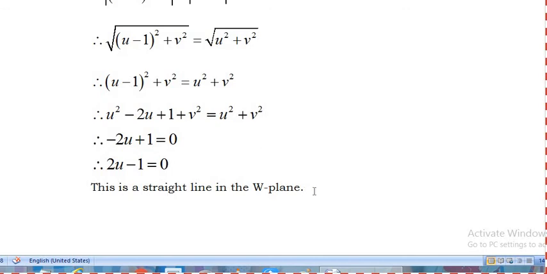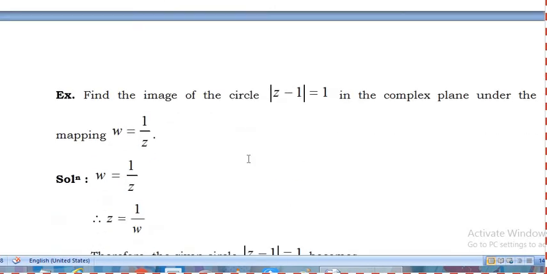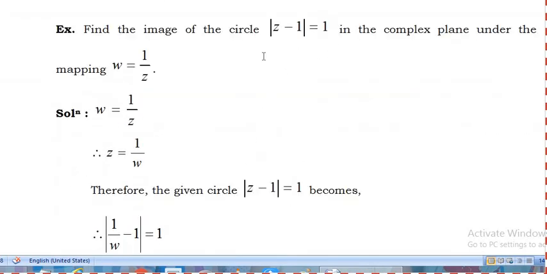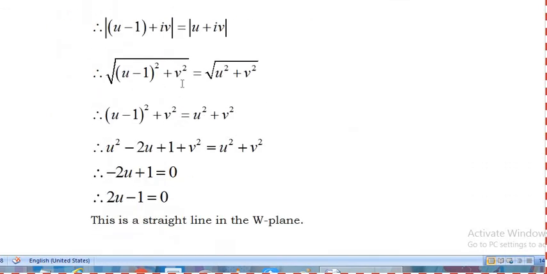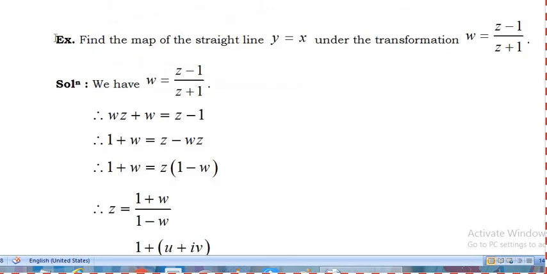That is 2u minus 1 equal to 0. This is a straight line in the w plane. u equal to half. That means it is parallel to the v axis. So here we can understand that in the complex plane we had a circle in the z plane, and under that transformation we are getting a straight line in the w plane. Let us discuss one more problem.